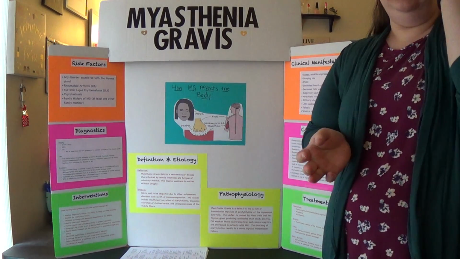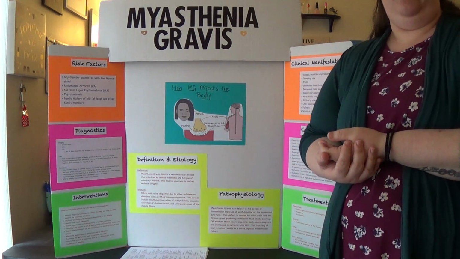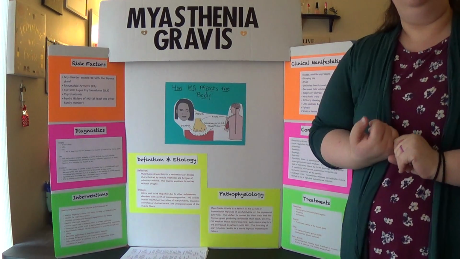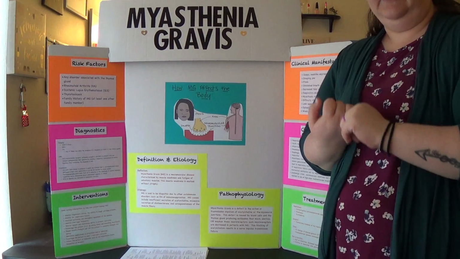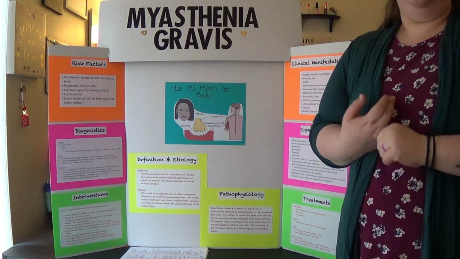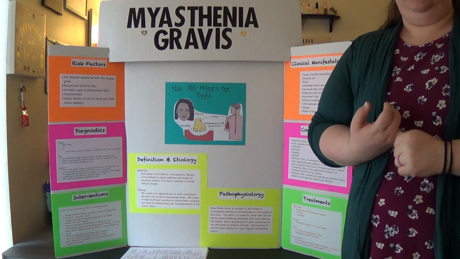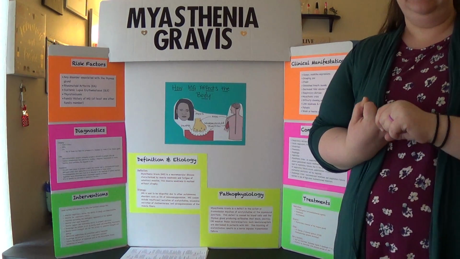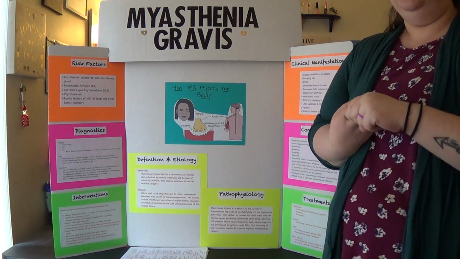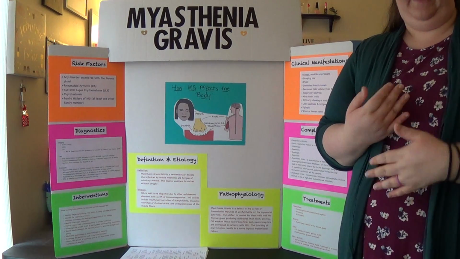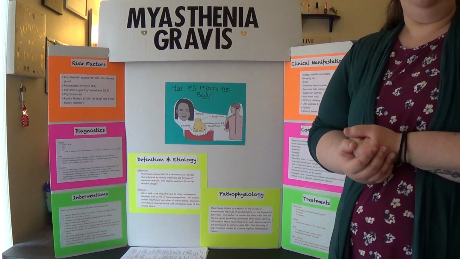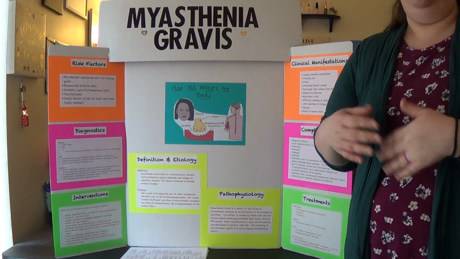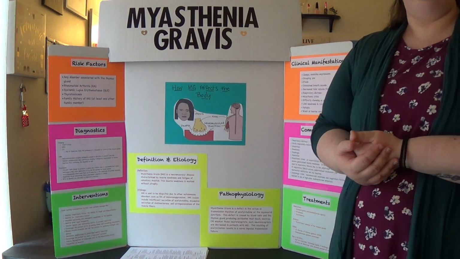Some interventions that you as the nurse could do to help your patient with MG are to monitor their respiratory status and their vital signs frequently. Make sure you have suctioning equipment by the bedside. Monitor speech and swallowing abilities. Encourage your patient to sit up in bed while eating or drinking. And assess their strength or energy levels along with planned periods of rest.